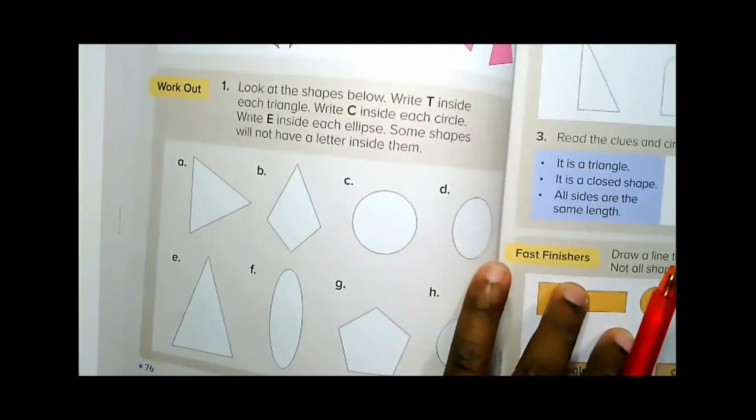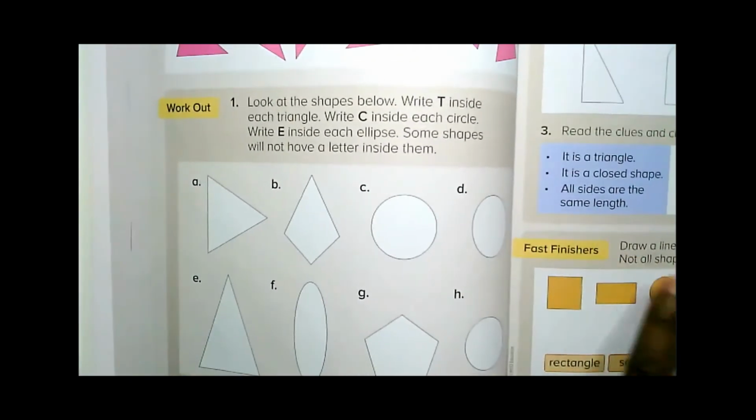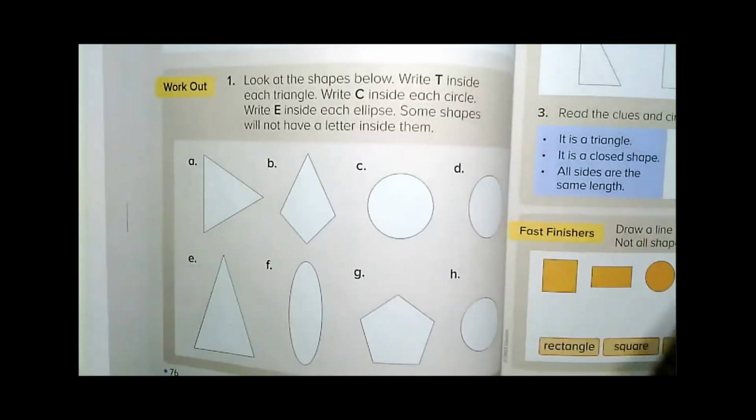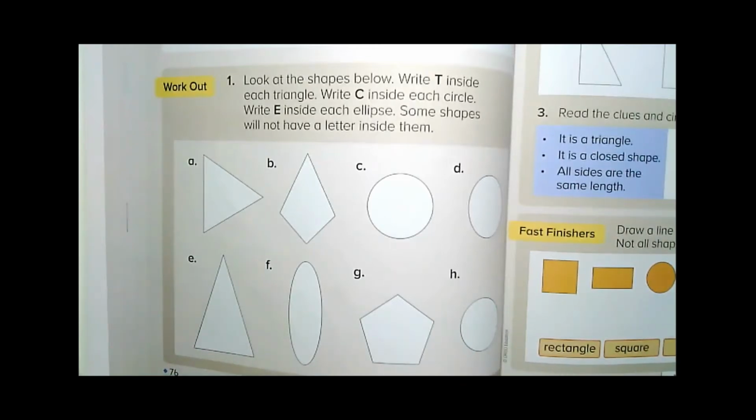Now let's go on to the workout. Look at the shapes below. Write T inside each triangle, write C inside each circle, write E inside each ellipse. Some shapes will not have a letter inside them. So let's take a look at the shapes one by one.